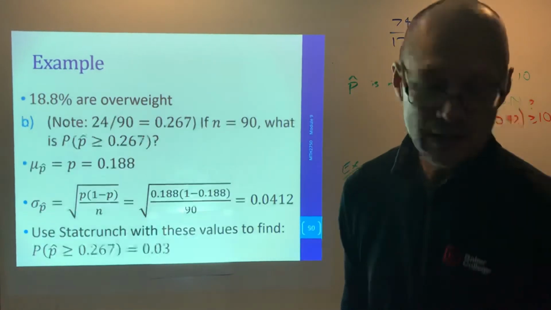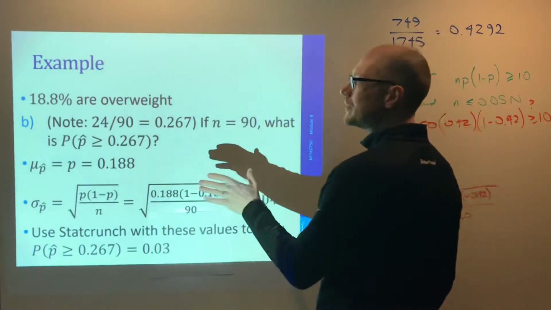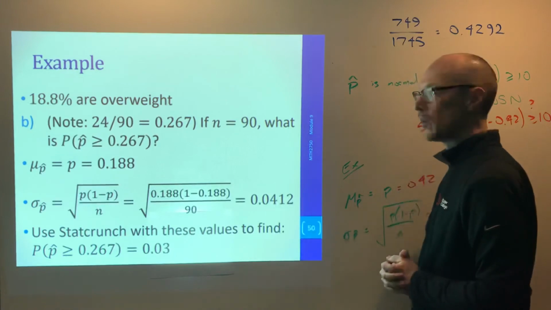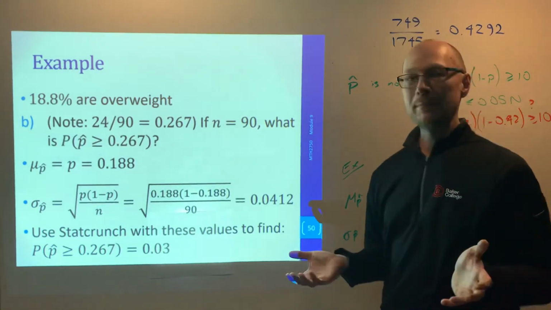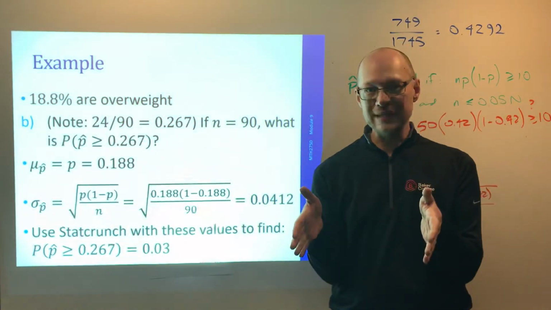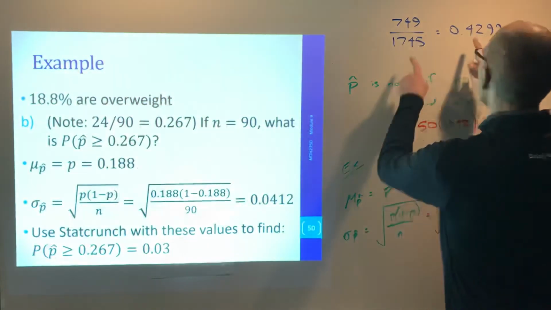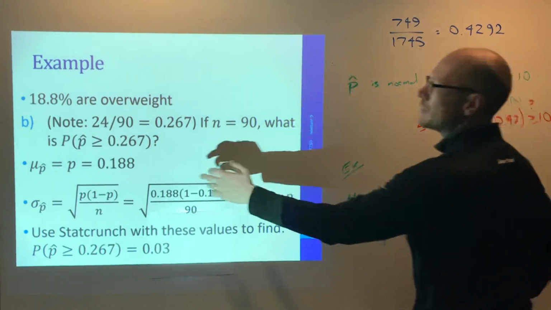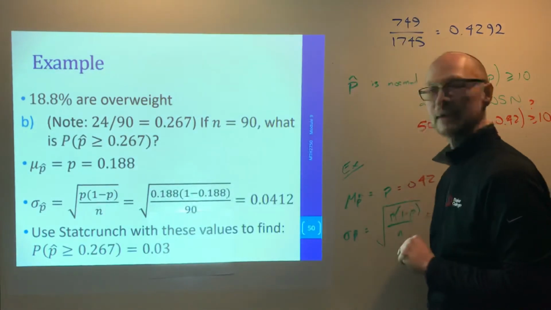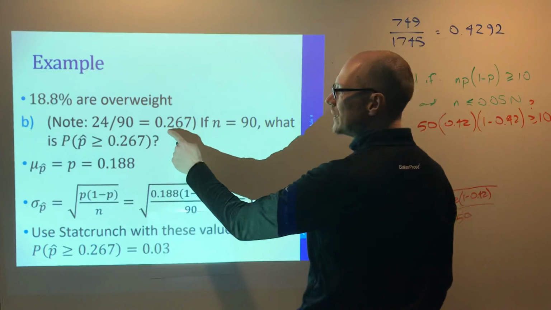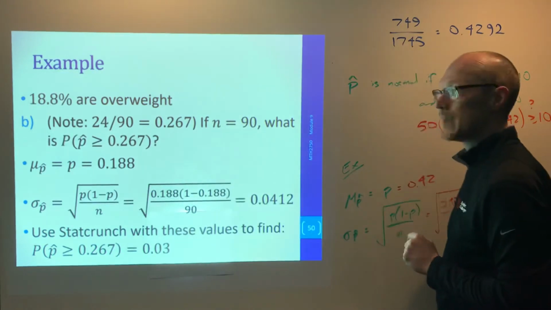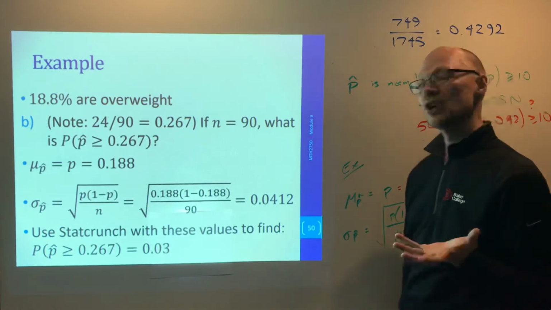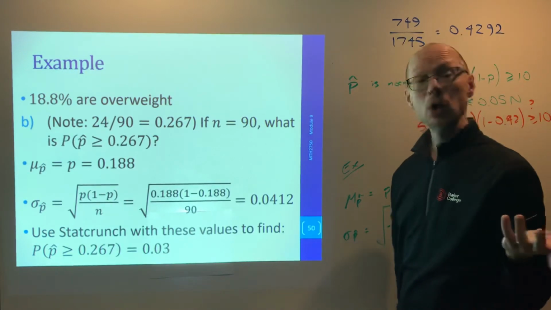Now, instead, what happens if we found 24 of those 90 kids were overweight? Well, there's no sample proportion given, so you have to find the point estimate. Remember up here we did the point estimate with 749 over 1745? We just do the point estimate with 24 over 90 to find 0.267. 0.267 is a lot more than 0.188. But is it cause for concern? I don't know. Let's see.